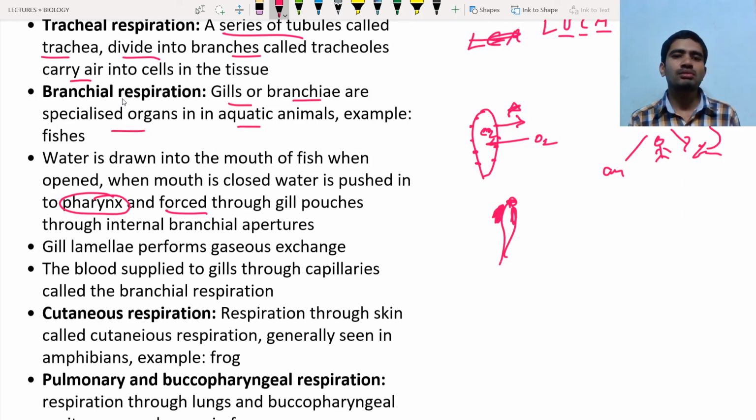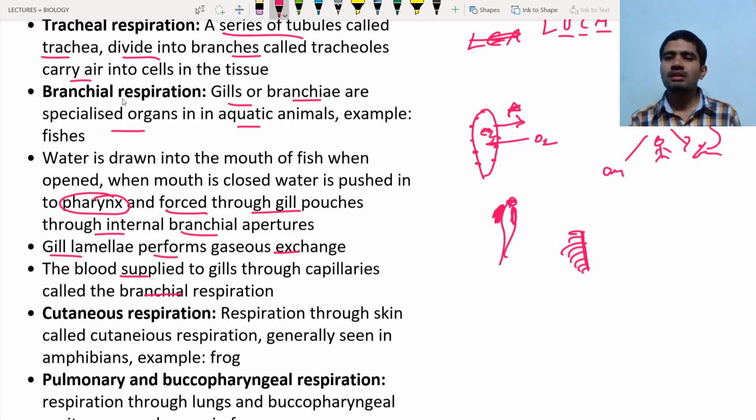This water is pumped through the gill pouches through the internal branchial apertures. These internal branchial apertures are a part of branchial respiration, and in this case the gills or lamellae perform gas exchange, and the blood is supplied to the gills through the capillaries. Let us consider these are the gills, present on the sides of the mouth or pharynx.